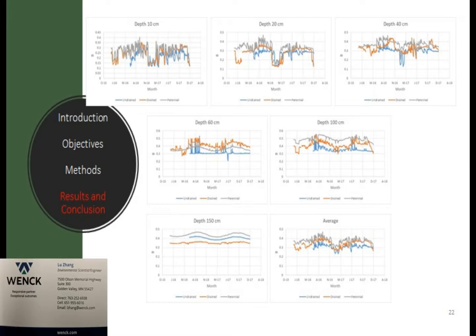You probably can't see it very well, so the blue line in all the graphs is undrained, the orange line is drained, and the green one is perennial. This is the soil moisture data in different depths: 20, 40, 60, 100, 150. 150 is actually below the tile line. The tile is at 4 foot, so about 120 centimeters, and that's the average.